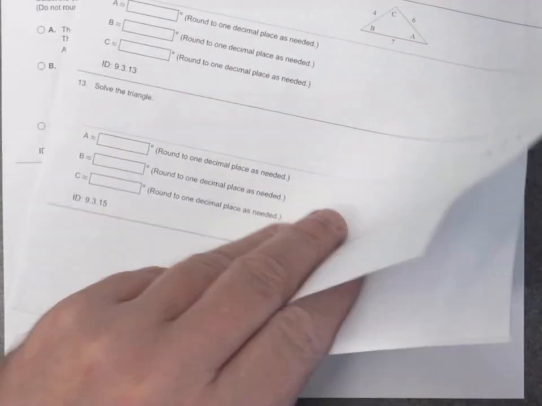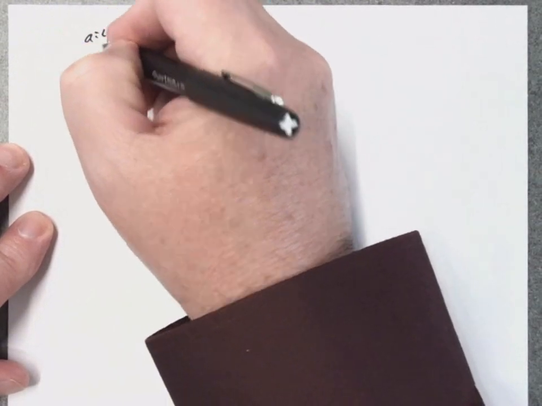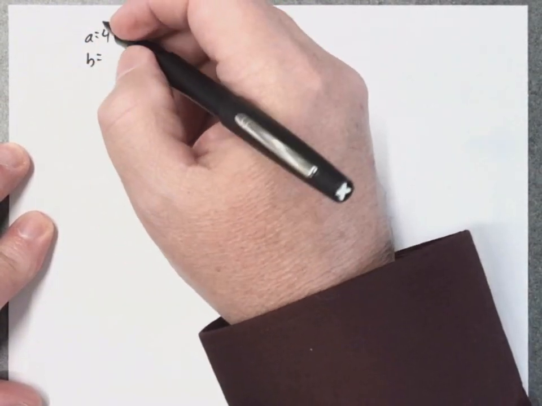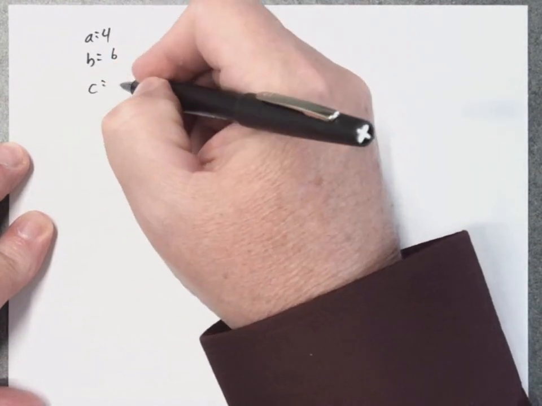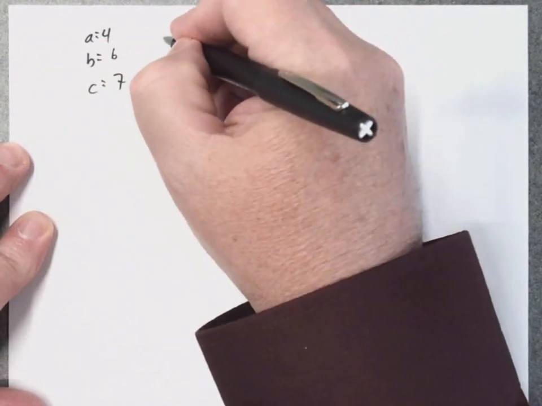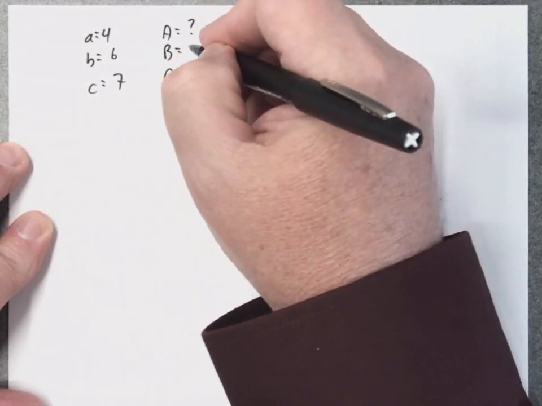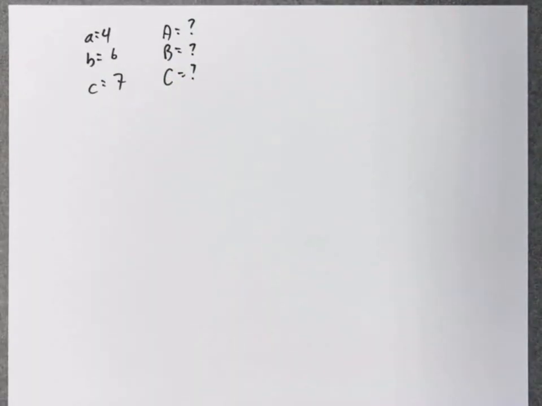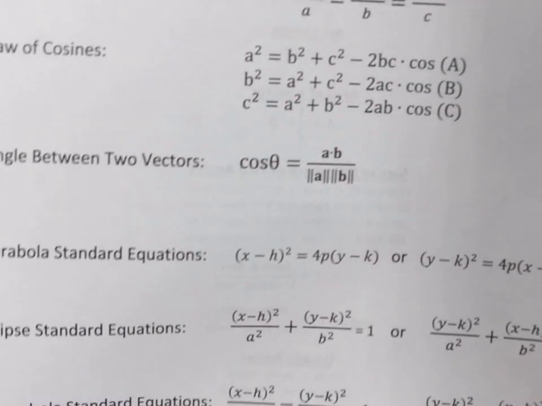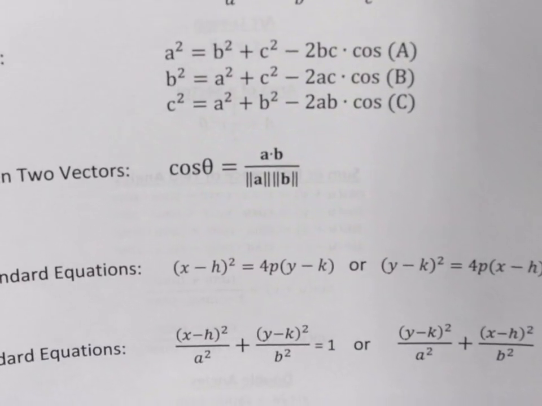So let me just write down the information. A equals 4, B equals 6, C equals 7, and we need to find the three angles. So once again, use law of cosines. You can start whichever one you want, it doesn't matter. I'll just do A since it's the first one.